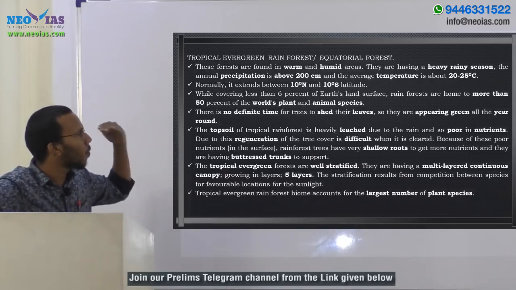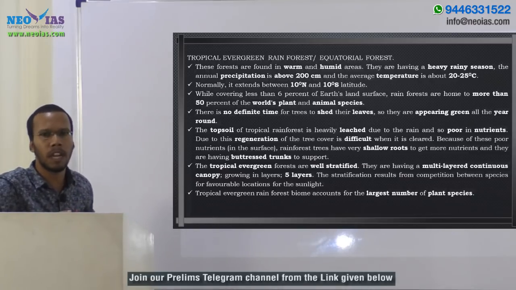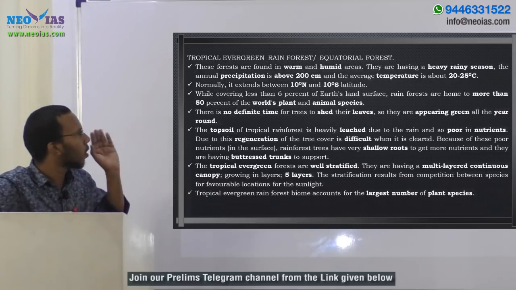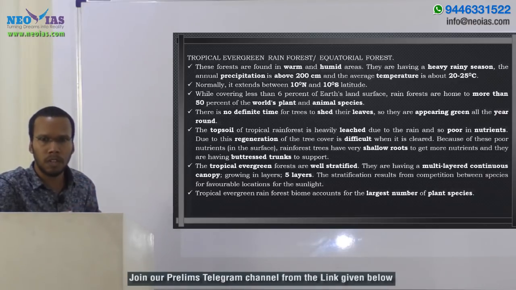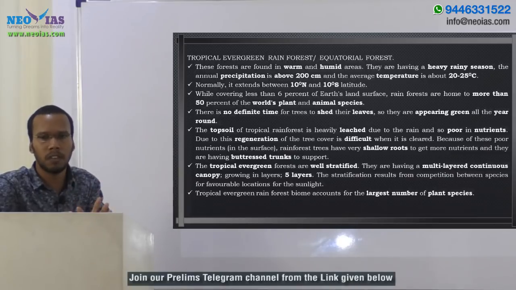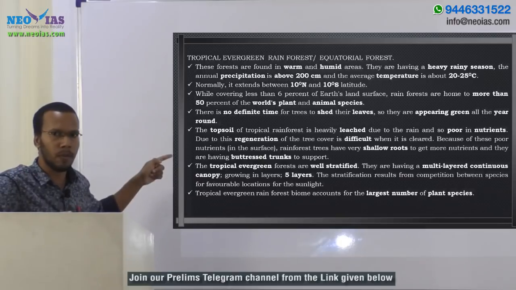Because this rainforest has more than 200 centimeters of rainfall, leaching will be heavy in the equatorial forest, and that leads to less nutrient-rich soil there. So the equatorial forest will have less nutrient-rich soil than the deciduous forest. Deciduous forests have less rainfall, so there will be less leaching, and deciduous forest soil will be more nutrient-enriched than that of the equatorial forest.